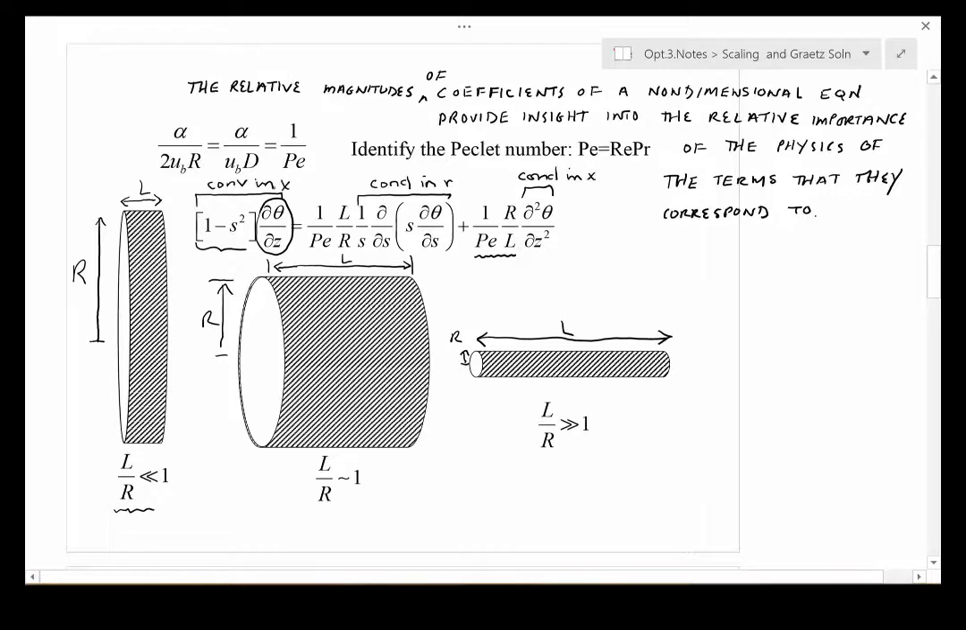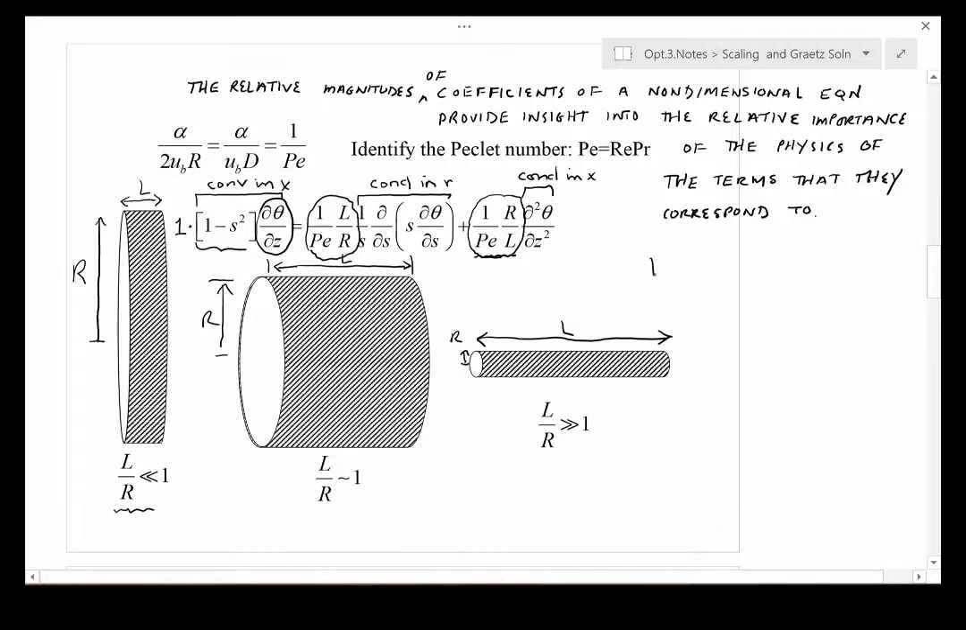So, when we say that the coefficient here, there's actually a 1 that's the coefficient here. When we say that this coefficient is 1, we're comparing that coefficient for the convection in the x direction with the coefficients associated with conduction in the r direction, which is 1 over Peclet L over r, and with the coefficient of the conduction in the x direction term, which is 1 over Peclet r over L.